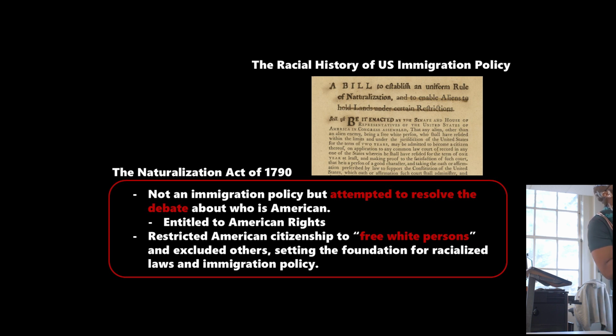It says, a bill to establish uniform rule of naturalization and to enable aliens to hold lands under certain restrictions. Be it enacted by the Senate and the House of Representatives of the United States of America in Congress assembled, that any alien other than an alien enemy, being a free white person, who shall have resided within the limits and under the jurisdiction of the United States for the term of 2 years, may be admitted to become a citizen thereof on application to any common law court of record in any one of the United States wherein he shall have resided for the term of 1 year at least, and making proof to the satisfaction of such court that he is a person of good character and taking the oath of affirmation prescribed by the law to support the Constitution of the United States, blah, blah, blah.